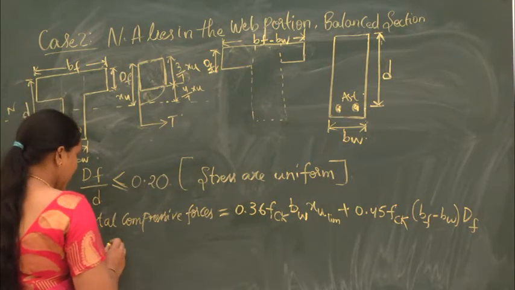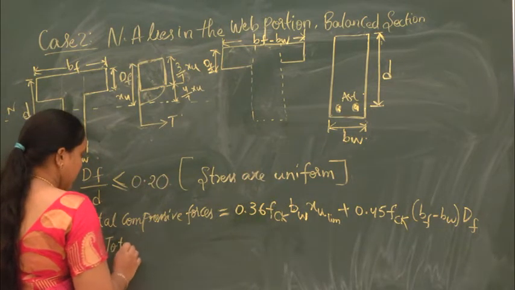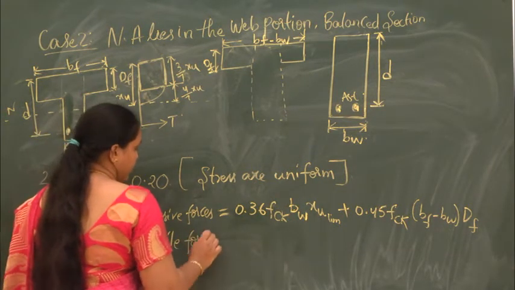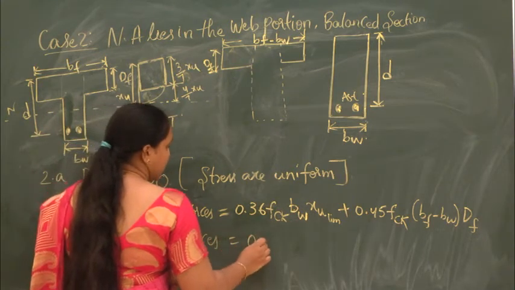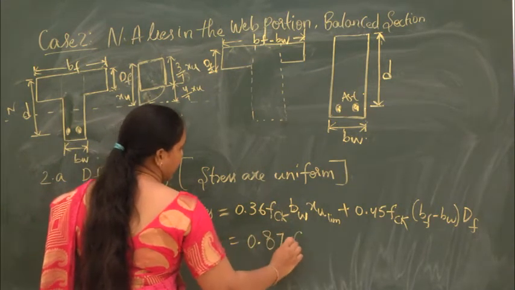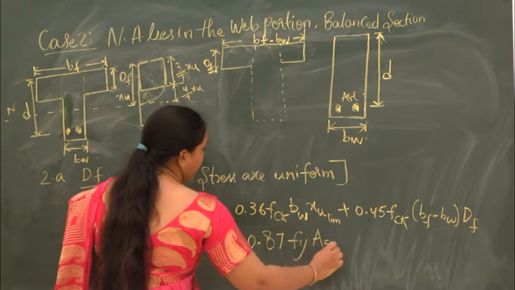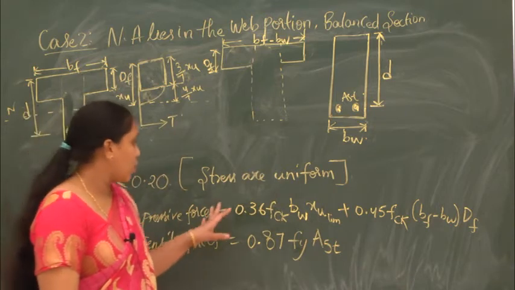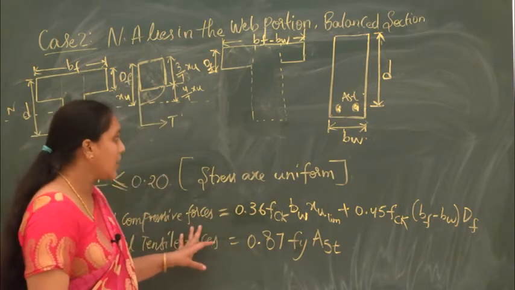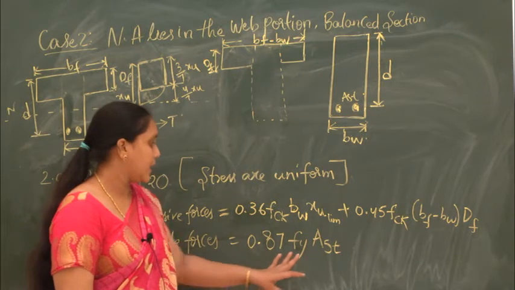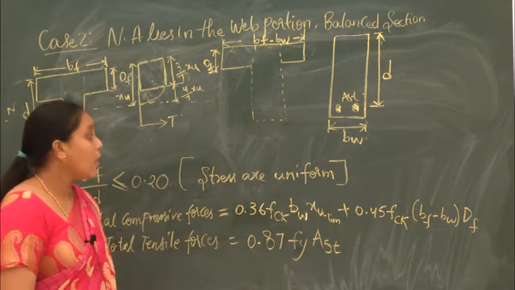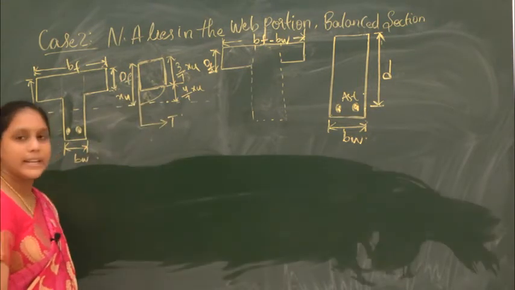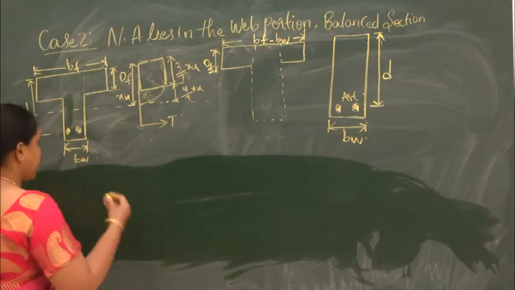So then what will be the total tensile force? The total tensile force will be, as usual, 0.87 Fy into AST. So these will be your total compressive forces and this will be your total tensile force, which is 0.87 Fy into AST. Now let us calculate the moment of resistance.